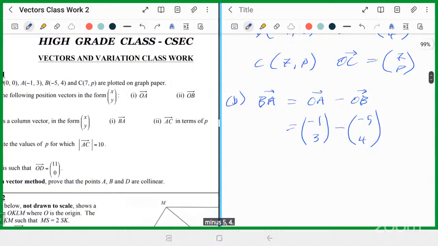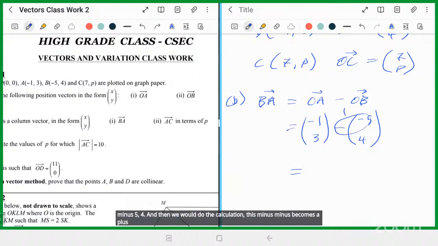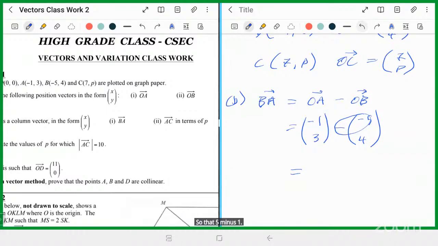And then we will do the calculation. This minus minus becomes a plus, so that's like a plus 5. So it's 5 minus 1, which is 4. And then this is 3 minus 4, which is negative 1. And that is it. That is your vector BA. Simple as that. That's an answer right here.